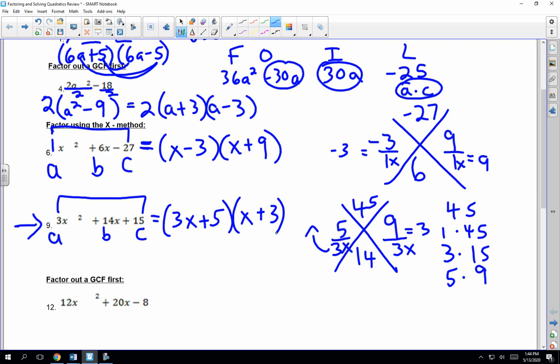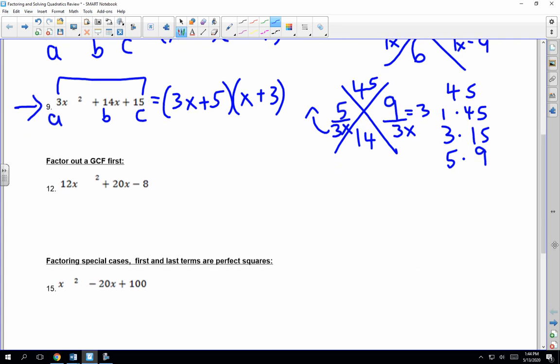All right, next one here, number 12. We're going to factor out a GCF first. After I factor out the greatest common factor, you will see that I will be then applying the x method here. So the greatest common factor here looks like it might be a 4. If I pull out a 4, dividing 12x squared by 4, I get 3x squared. 20x divided by 4 is 5x. And 8 divided by 4 is 2, and we have a minus sign there.